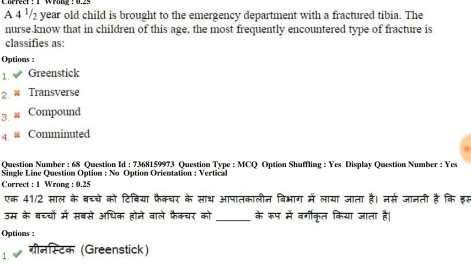A 4.5-year-old child is brought to the emergency department with a fractured tibia. The nurse knows that in children of this age, the most frequently encountered type of fracture is classified as, that is first one, greenstick fracture. Other options are wrong.